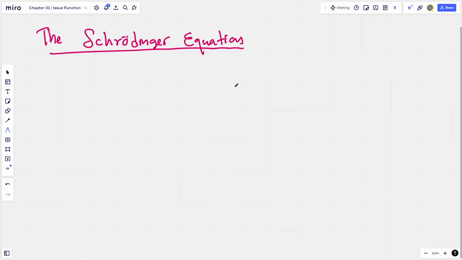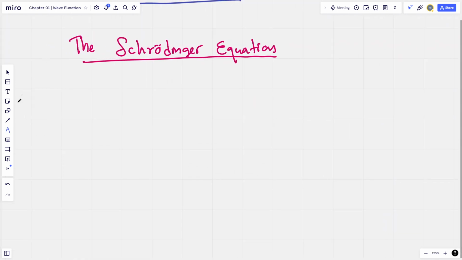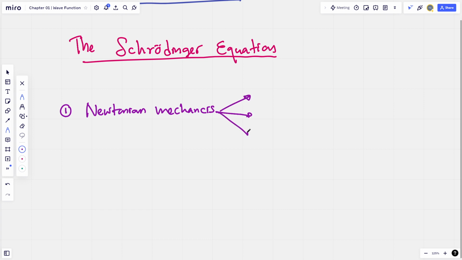First, let's get a reminder of how we did physics in our A levels and in high school. Basically, the main physics we used is Newtonian mechanics, right? Newtonian mechanics, which is basically based on three laws: first law, second law, and third law. A very convenient way of naming laws.